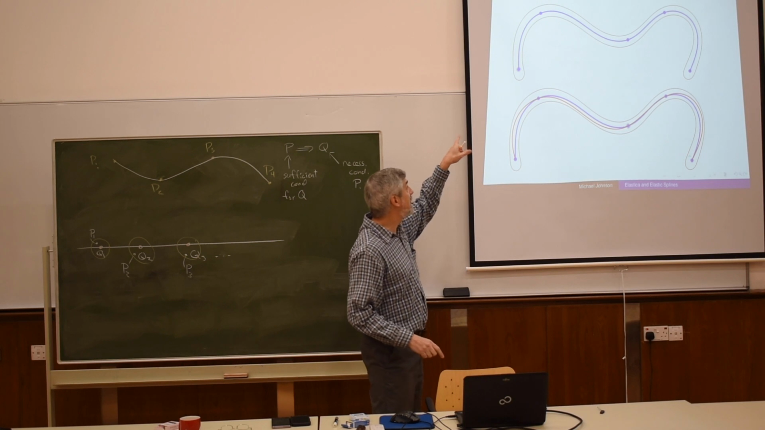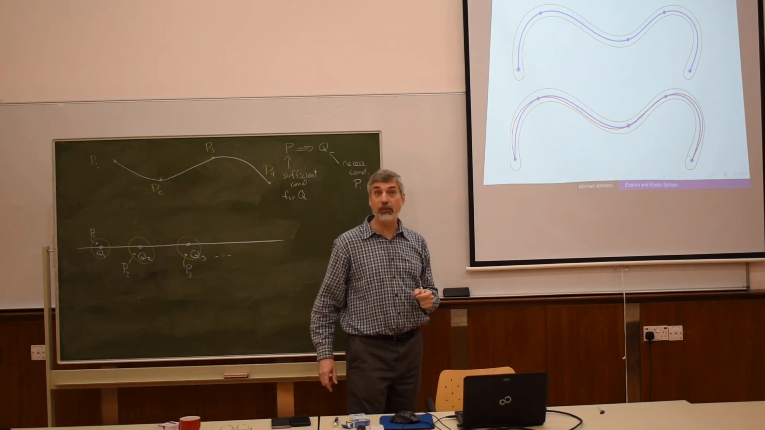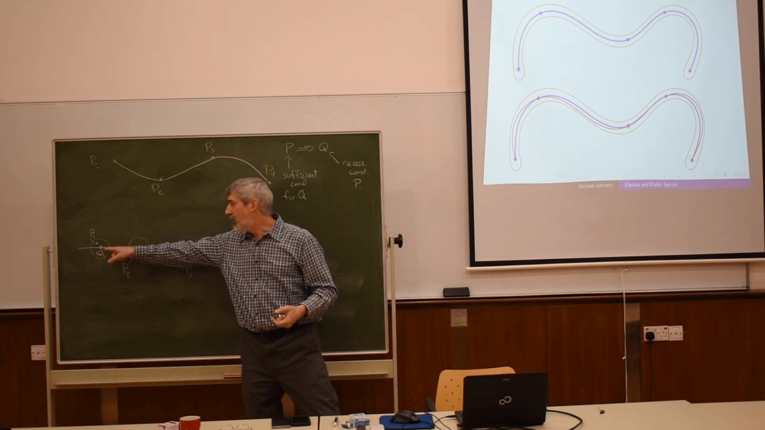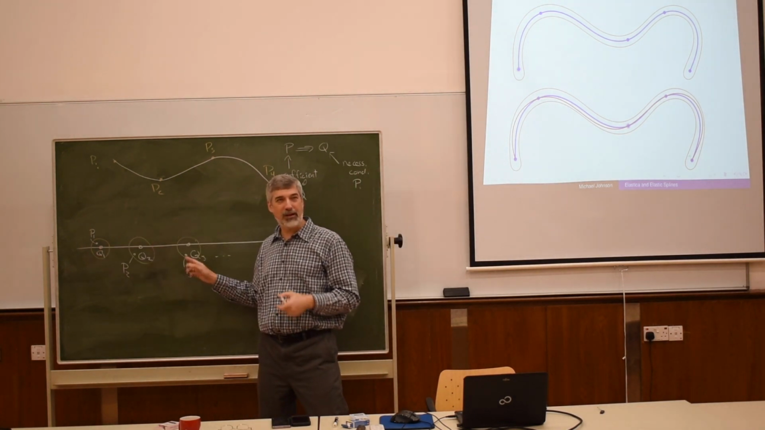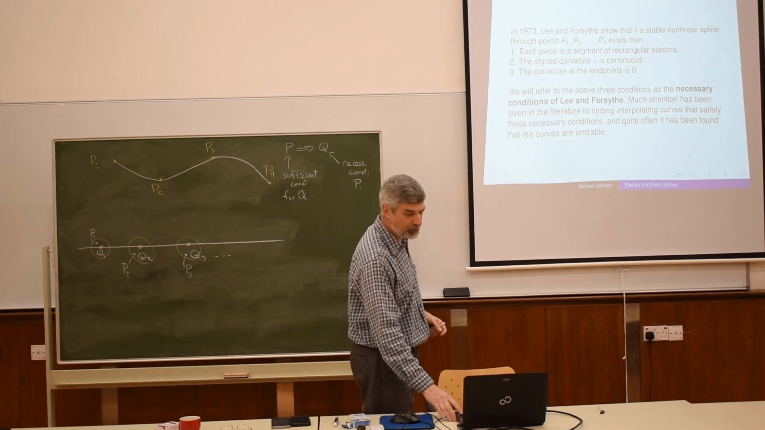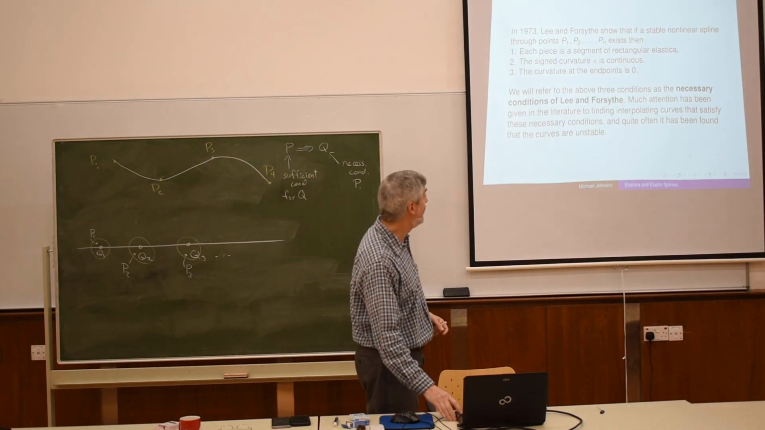Will there exist a stable nonlinear spline through those points there? Who knows? It's not close to some points on a line, right? So it doesn't talk about this at all. It's a very special case.